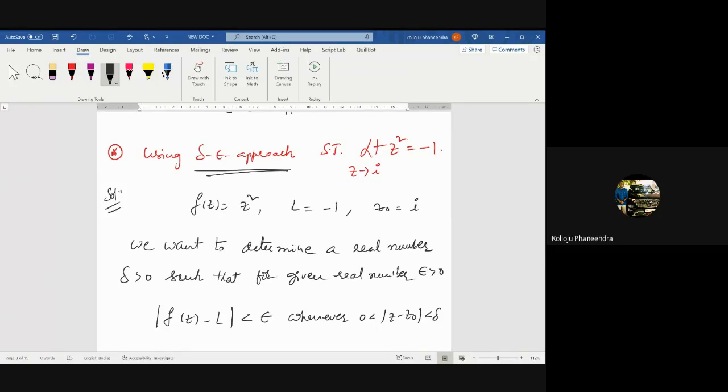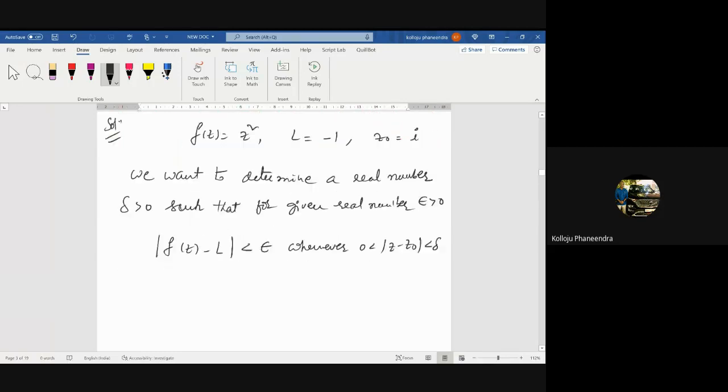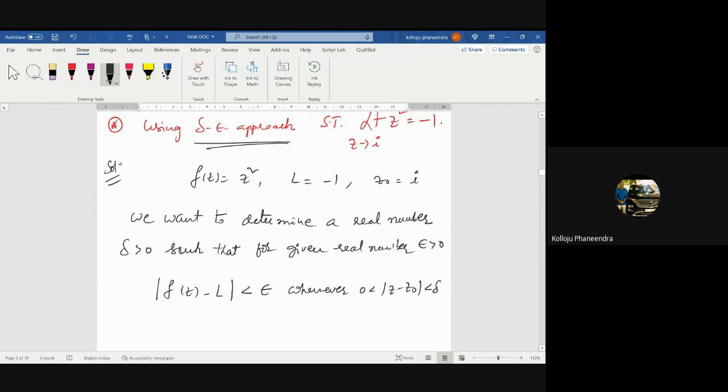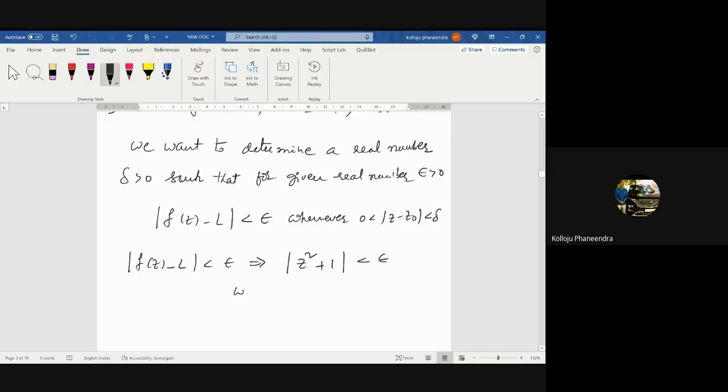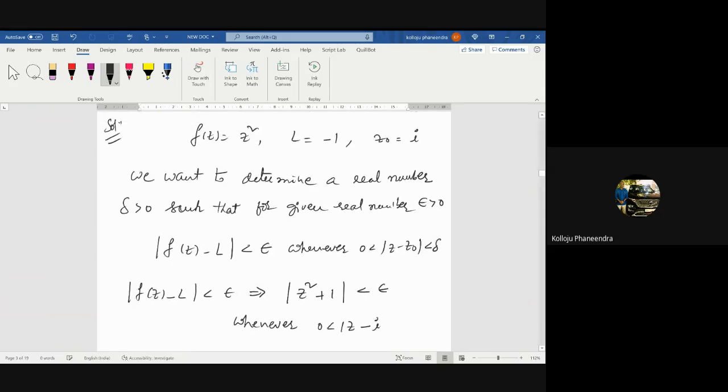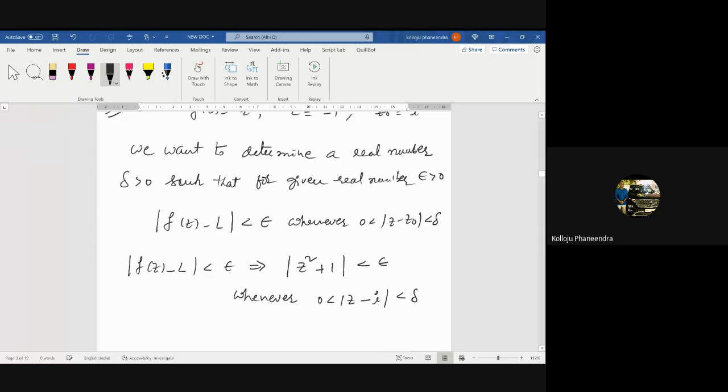Now, the first part: this is f of z, this is L. So mod f of z minus L less than epsilon implies, f of z is z square, L value is negative 1, so mod z square plus 1 less than epsilon, whenever 0 less than mod z minus z naught, z naught is i, mod z minus i is less than delta. I have to prove this.